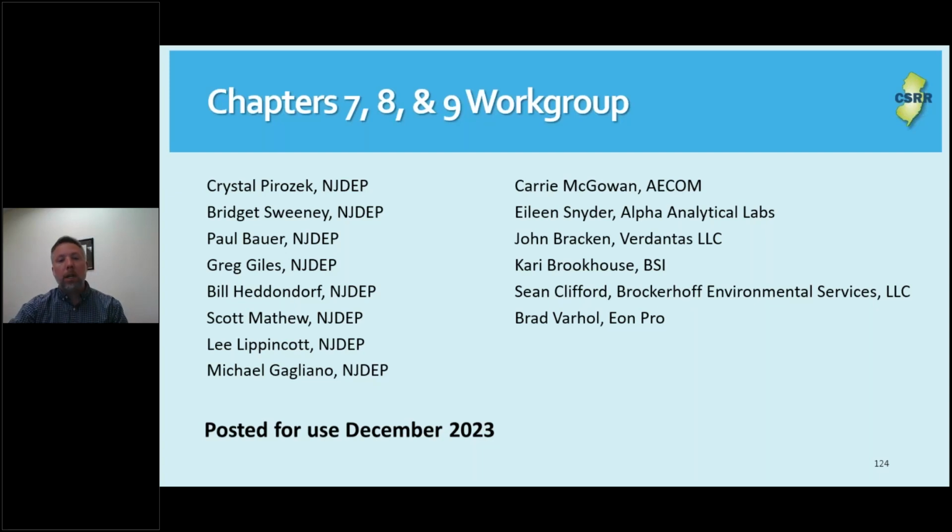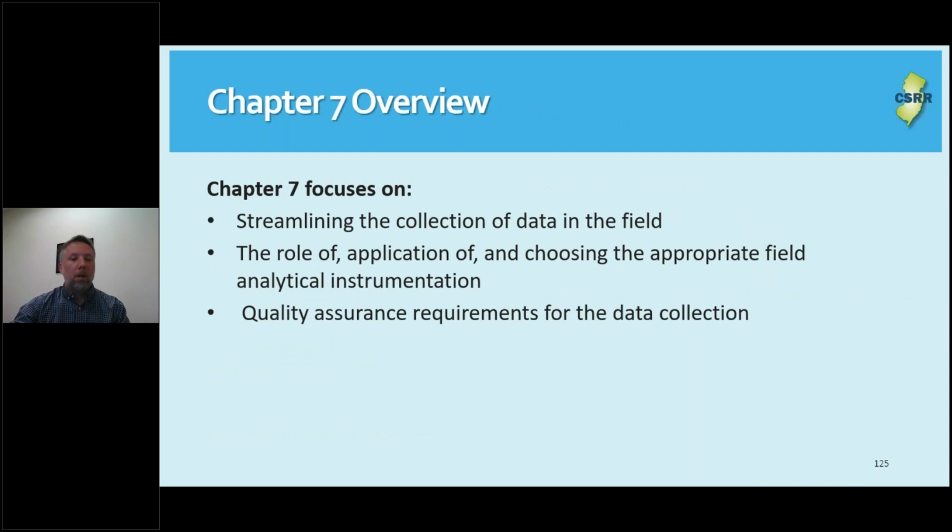I will be discussing Chapter 7, which was posted in December of 2023. Next slide. Chapter 7 focuses on streamlining the data collection, the roles, applications, and choosing appropriate field analytical instruments, and it also talks about the quality assurance requirements. Most of the Chapter 7 updates include characterization tools and some direct read field instrumentation. Next slide.